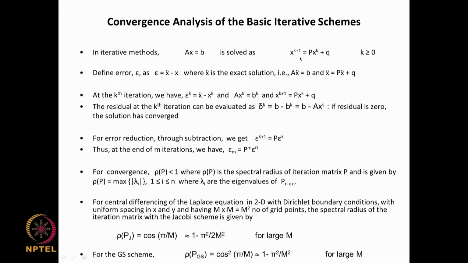if we have this one here and we have this, if you subtract this from this, you get x double dot minus x k plus 1 is epsilon k plus 1. So the error at k plus 1 is p times x double dot minus x k. So that is error at k, and q will cancel out. So by subtracting this from this, you can say that error at k plus 1 is p times error at k.